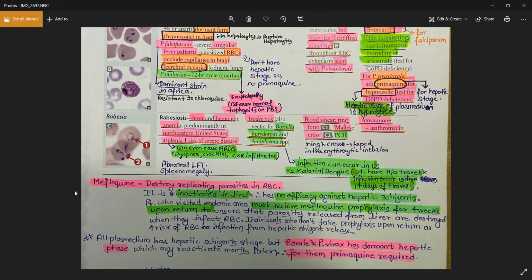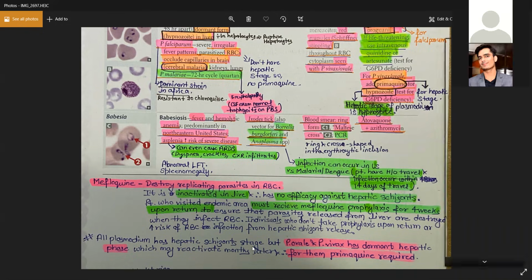Okay, so very important to know that this mefloquine can only destroy the parasites within the RBCs. They have no activity against the liver, and even after returning from the country, you can expect a release of the schizonts for up to 4 weeks. So you need to give the patient this mefloquine for up to 4 weeks.